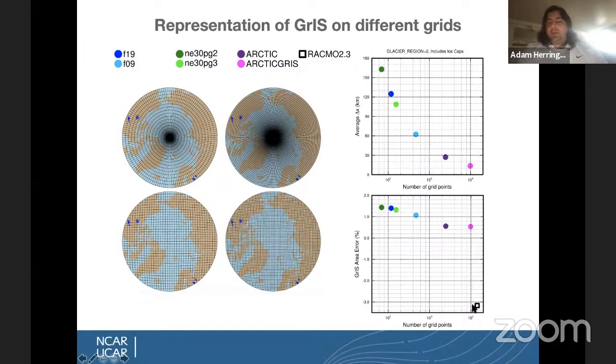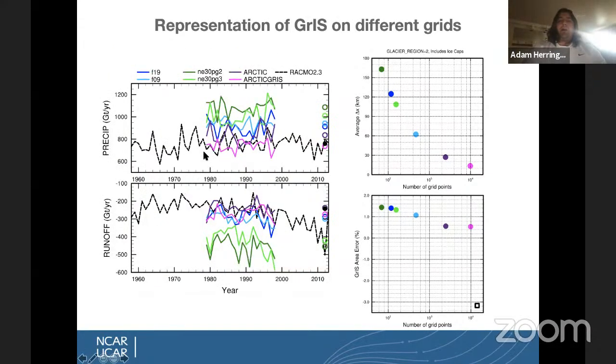But if you compare this to RACMO, so RACMO is going to be the observations, quote unquote, that I'll be comparing to. RACMO is a much smaller ice sheet, about 3% smaller than what we use. And so when I was going to compare these integrals over the ice mask, I decided to just map everything on all these grids to a common grid. And so I chose the finite volume 2-degree model.